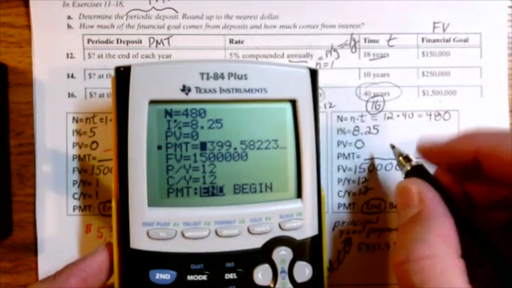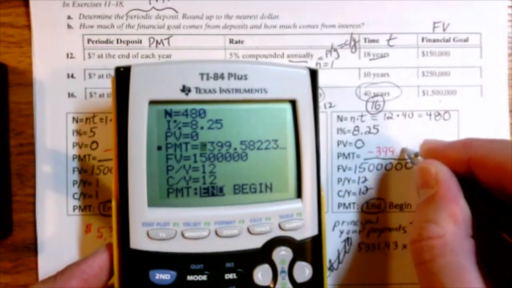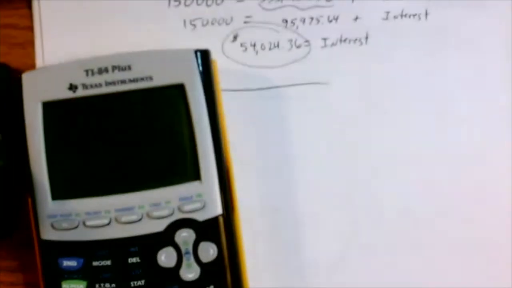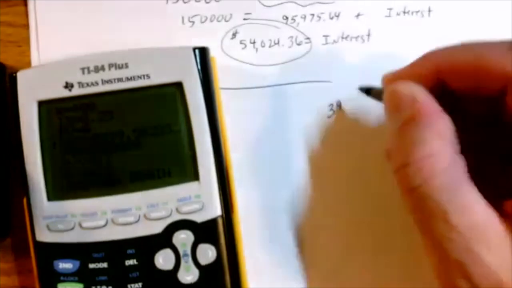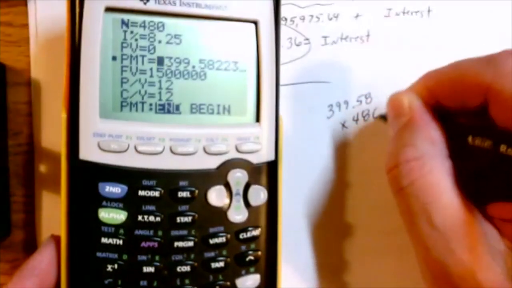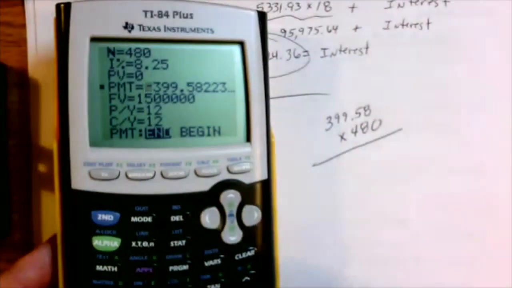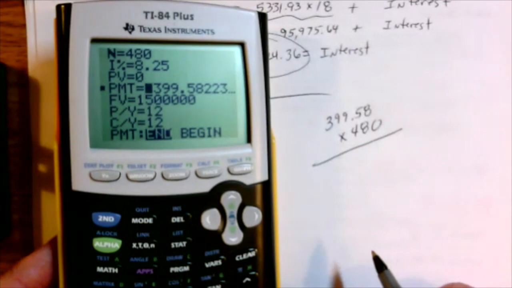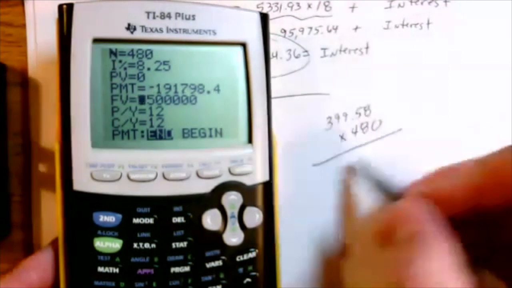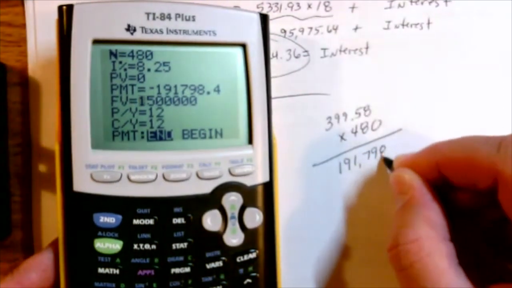If you take this payment of $399.58 and you make it 480 times, what actually has left our pocket, this is our money, right? We're investing it, and multiply those together, and you get this amount of money.